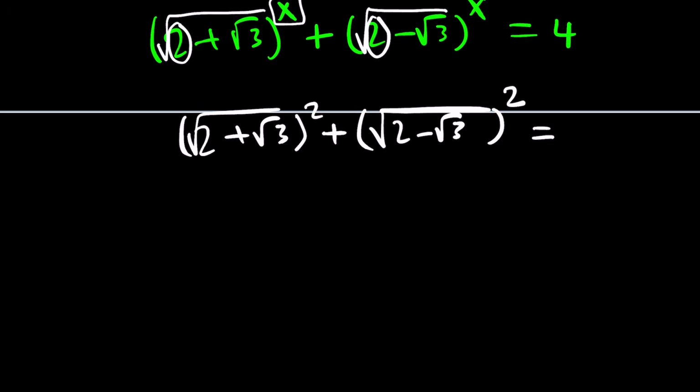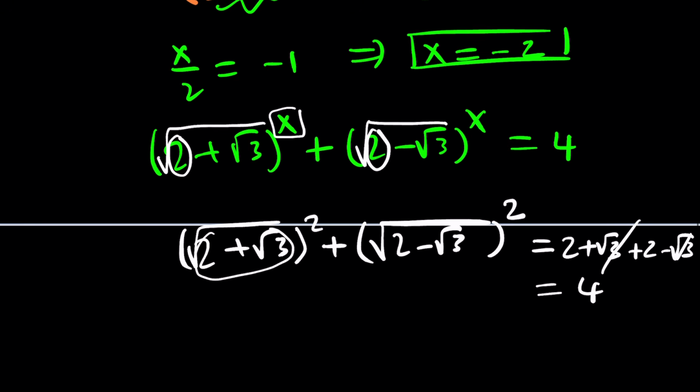But anyways, when you do this, you're basically going to be ending up with 2 plus root 3 and 2 minus root 3, which gives you 4 at the end. And that's what we're trying to get. So x needs to be 2 in order for this to work.